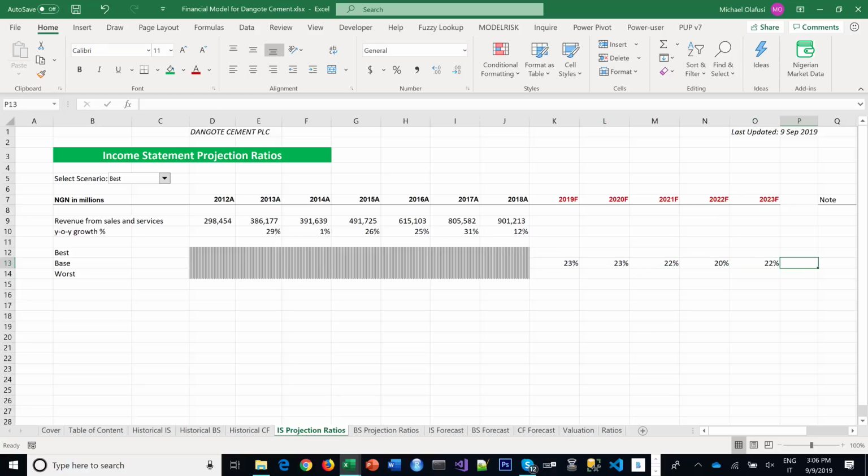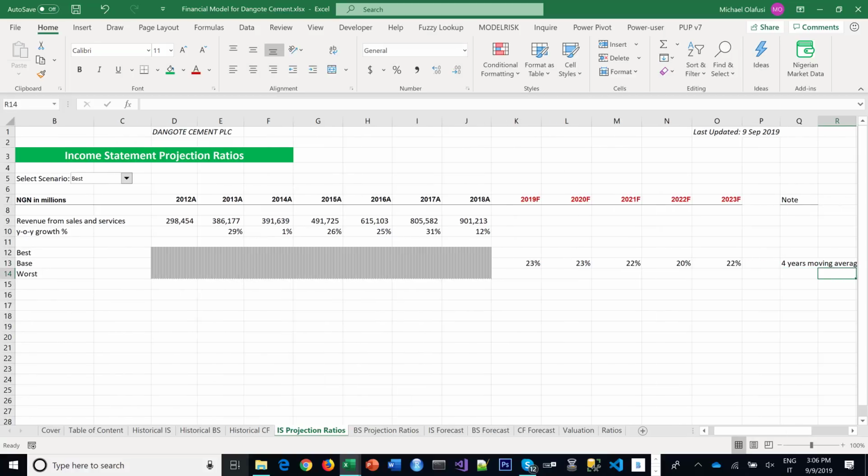And so that's it. Then I go to my note and I say I've used the 4 years moving average. That way there is transparency in my work. If you do not agree with my assumption, you can go and change and update the note. And then I can decide that for the best case, I do the base case plus maybe plus 10%. Plus 10% would be a lot, right? Let's say plus 5%. And I can say worst case is base case minus 5%.